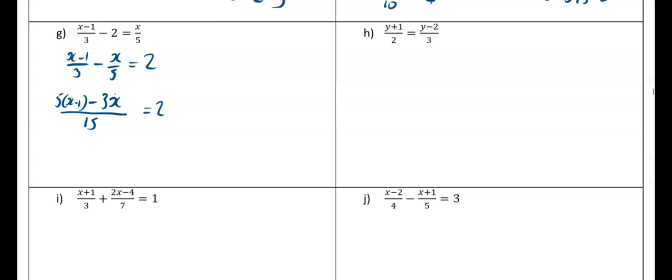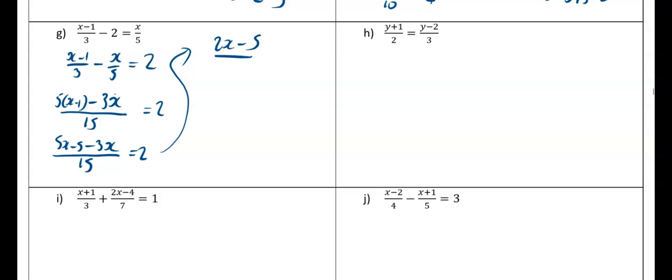Okay, you've a good bit of tidying up to do. Multiply your brackets, you'll have 5x minus 5, then minus 3x, all divided by 15. Is equal to 2, and we'll come up here again, still tidying up to do. It's going to be 2x minus 5 all over 15 is equal to 2. Now it's a tricky enough question. What I would do then is, there's 3 things that are happening to my x here. First, it is being multiplied by 2, then you're taking away 5, and your last thing is dividing by 15. So the last thing you do is the first thing you reverse.